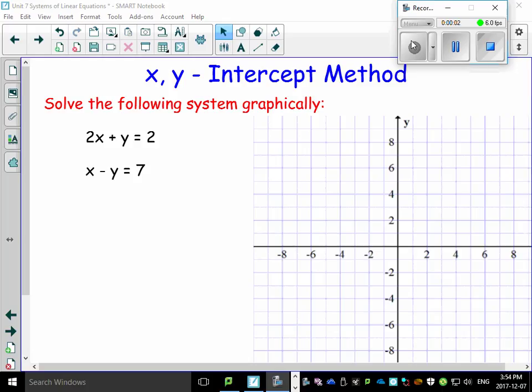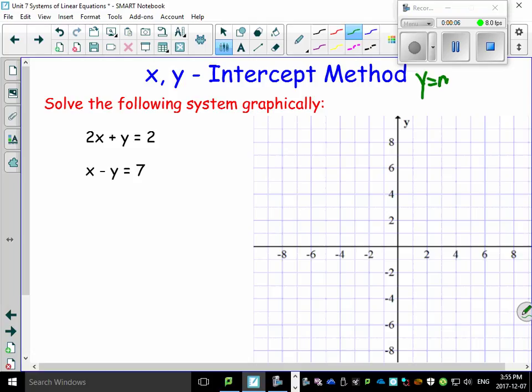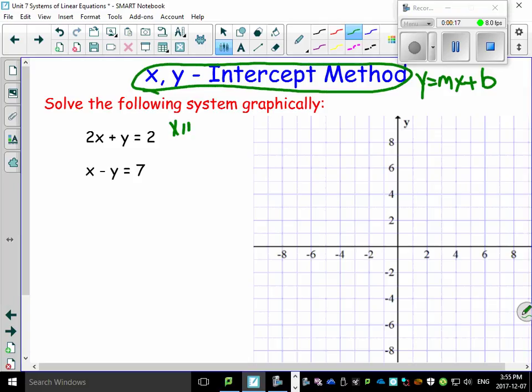So a lot of people ask me, am I stuck using y equals mx plus b all the time? Well, surprisingly enough, no. You can actually use the xy-intercept method. You just have to remember that one little thing. X-intercept means y equals 0. Y-intercept means x equals 0. And when you do that in graphing, it becomes really, really super simple to do. And some people actually prefer this method over y equals mx plus b.